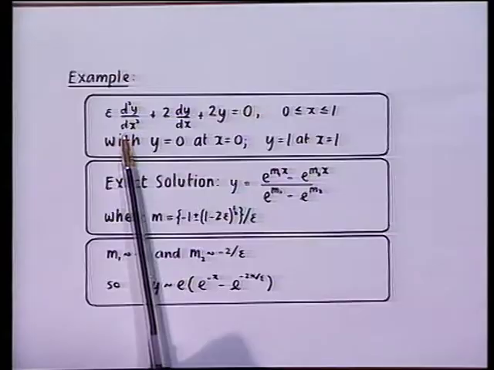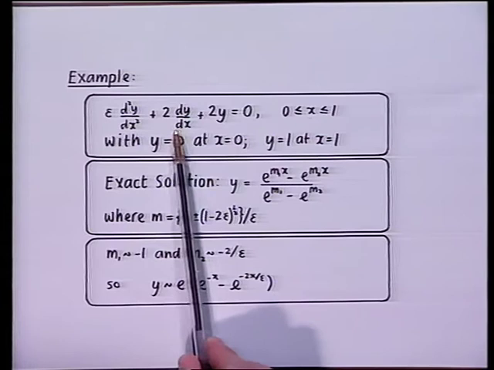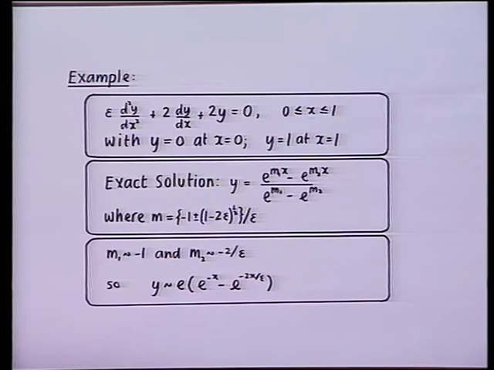Here's the equation. And I want to point out that this term carries a very small coefficient. So if epsilon is a millionth, this term will presumably be very small compared to those two. So the obvious thing to do is to delete that term. Let's look at the next picture.